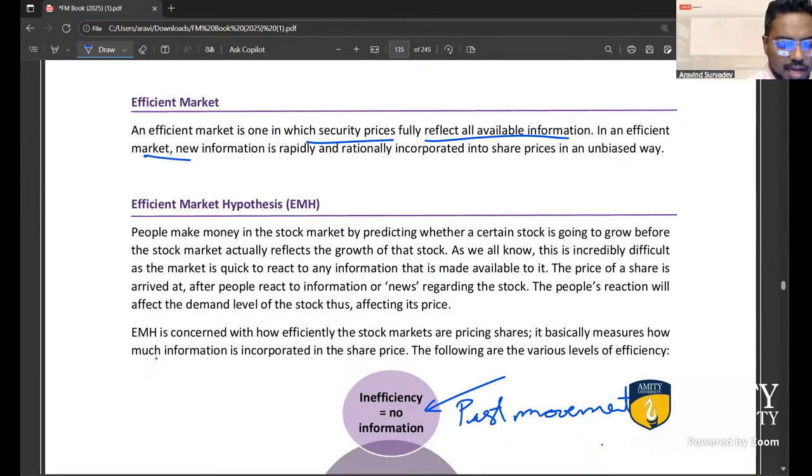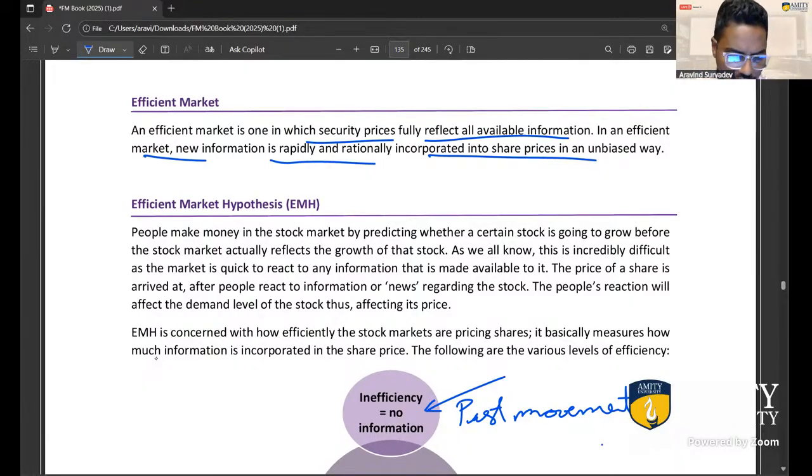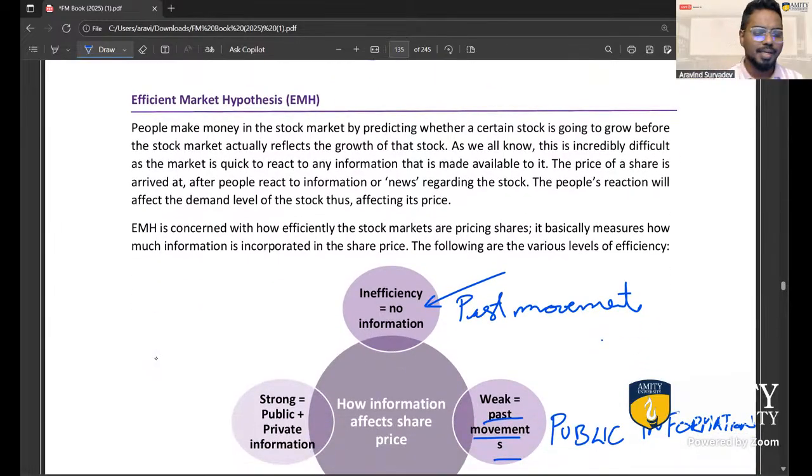So in an efficient market, new information is rapidly and rationally incorporated into share prices in an unbiased way. Yes, absolutely. So, efficient market hypothesis. People make money in the stock market by predicting whether a certain stock is going to grow before the stock market actually reflects the growth of that stock. Yeah, predicting the share price is what I'm hoping to do if I'm trading on stocks, right?